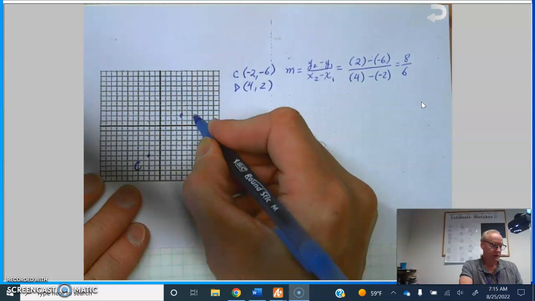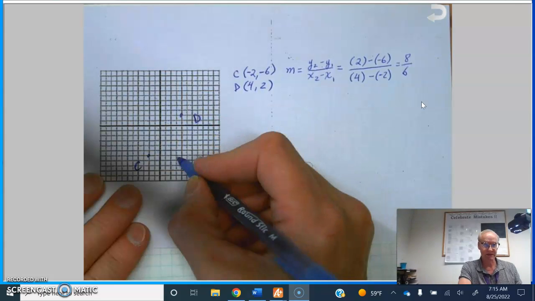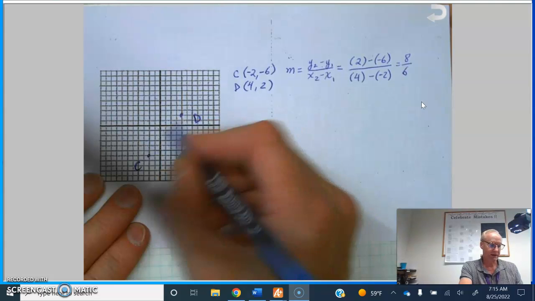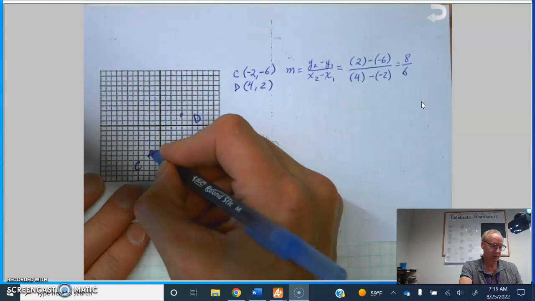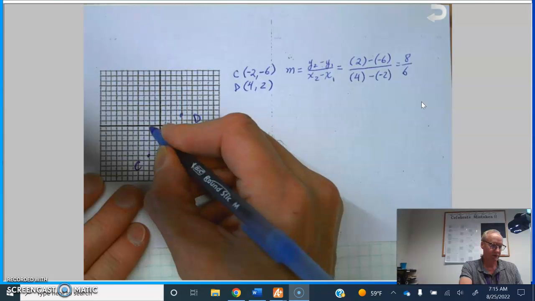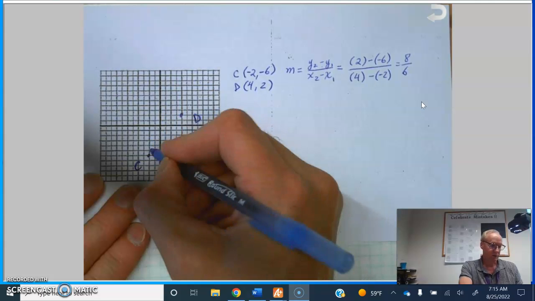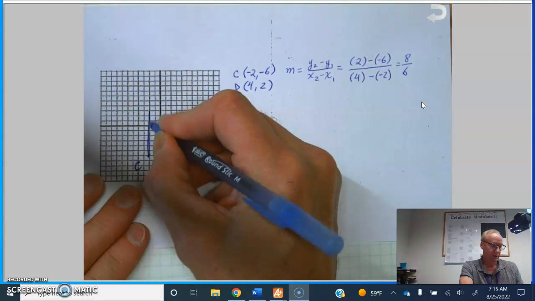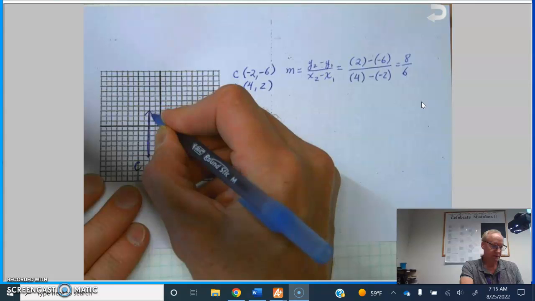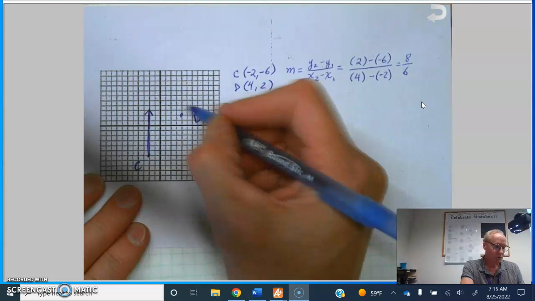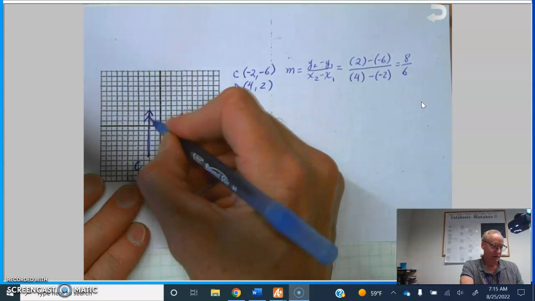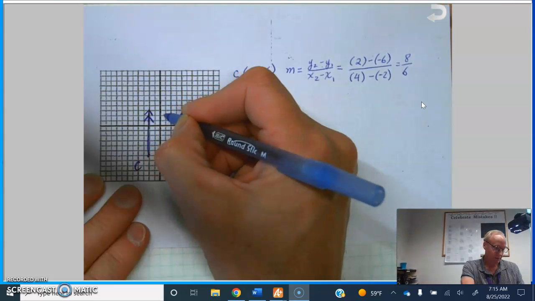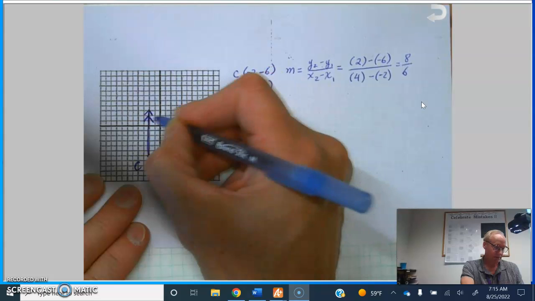And we're interested in counting the slope from C to D. Notice that to get from C to D, we have to go up 8. That's 1, 2, 3, 4, 5, 6, 7, 8. That's why we have a positive 8 in the numerator of our slope. This is positive 8. And then we go to the right 6. 1, 2, 3, 4, 5, 6.